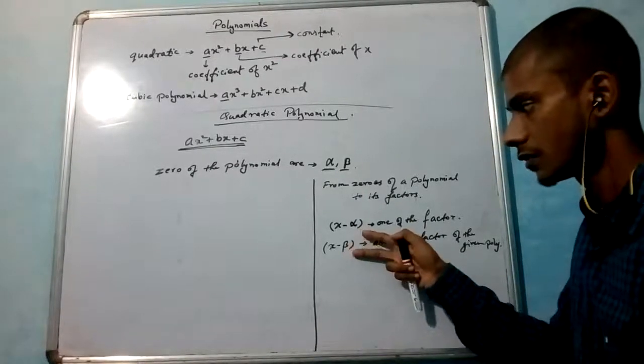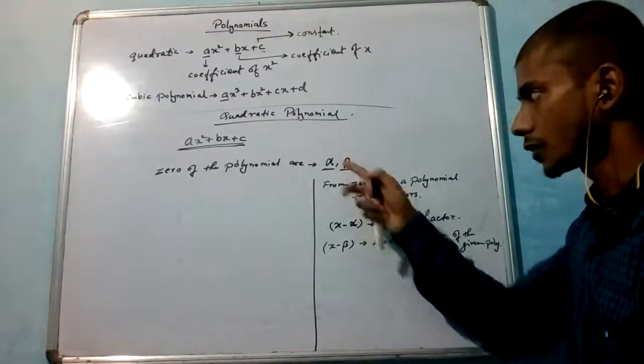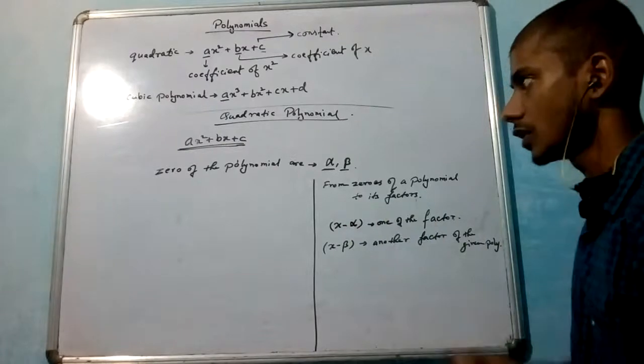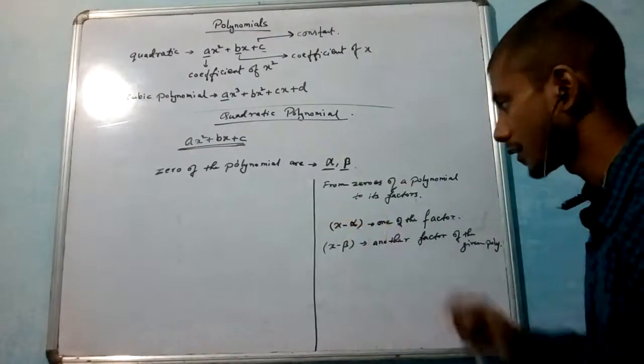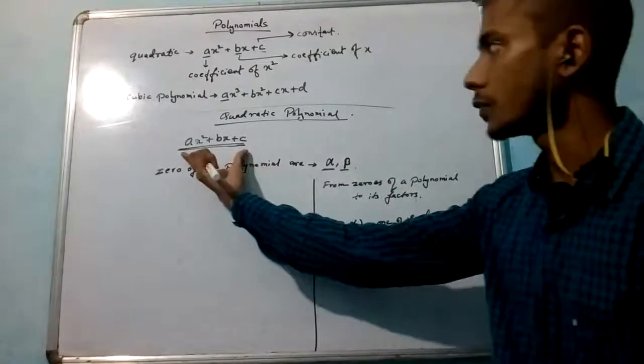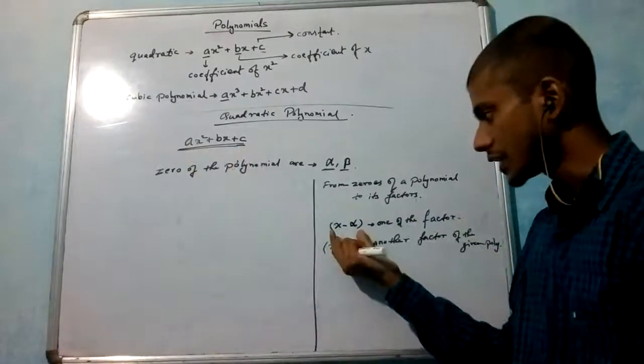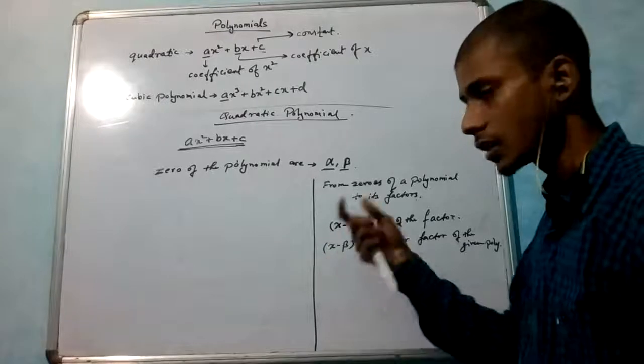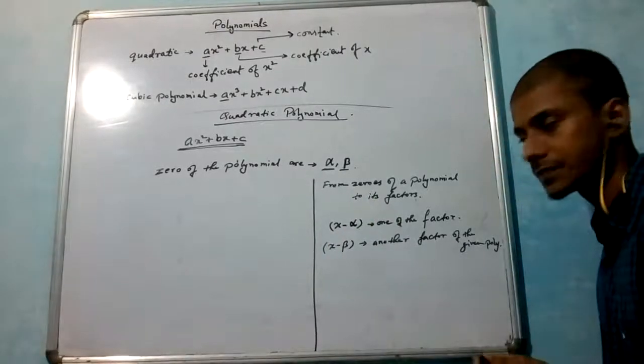Is it okay? From the zeros, how to obtain the factor, you understood? No, just x minus that zero. That will become one of the factors. Means if this polynomial is divided by this x minus alpha, okay, or x minus beta, what will happen? The remainder we will get is 0. Clear?